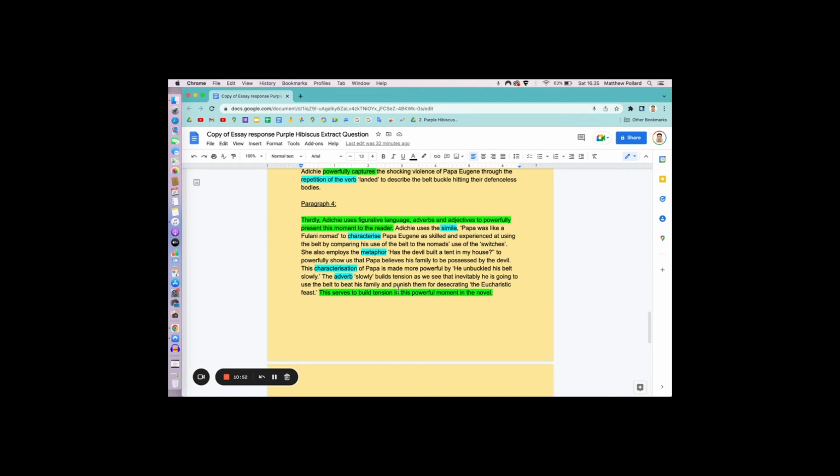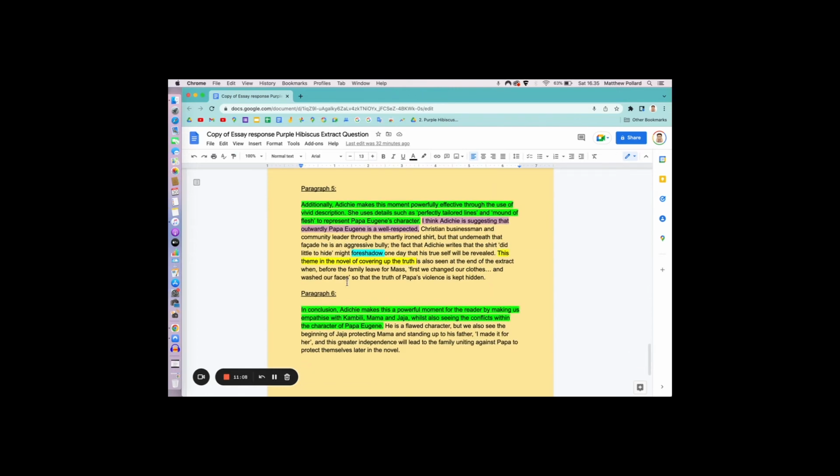As you can see, again, there are 4 different techniques identified here. Simile, characterization, metaphor, and adverb. This keeps, of course, the focus on the how of the question. So, to paragraph 5 then.